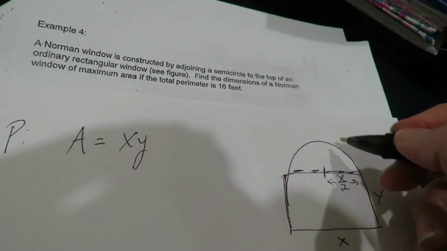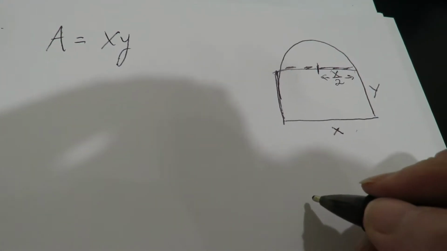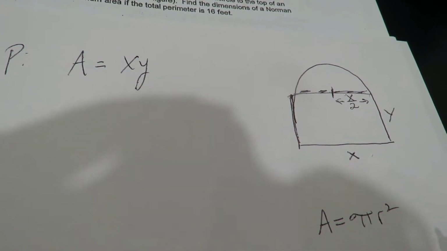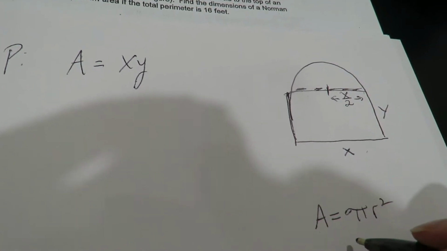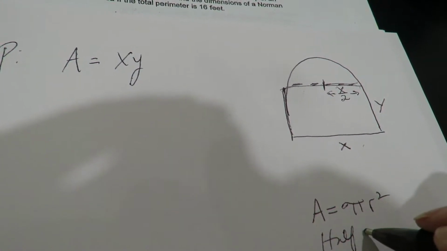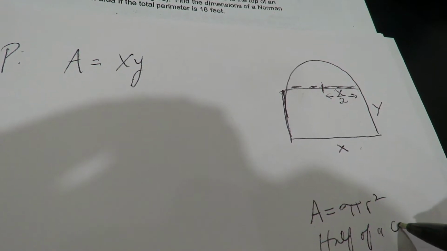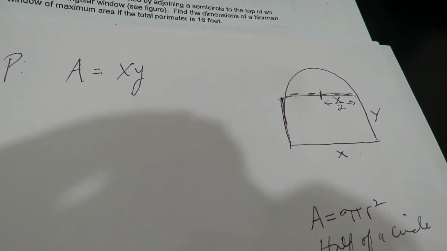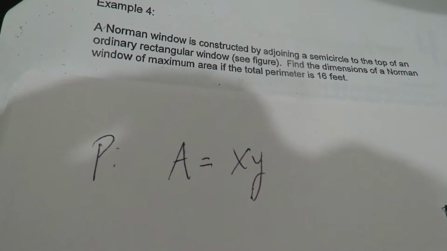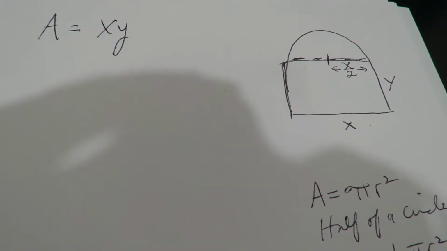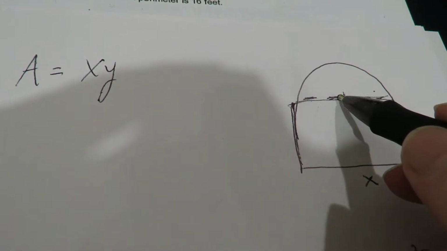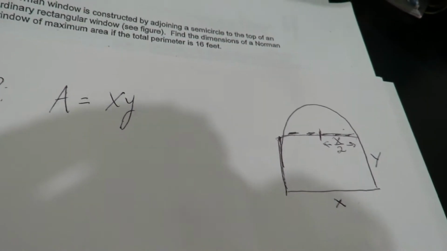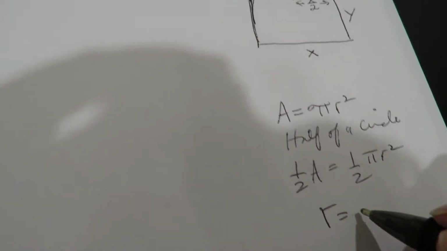Now the area of a full circle would be pi r squared, right? But we just have half a circle, so half of that area is going to be half of pi r squared. We're not going to write it in terms of r, because the distance from here to here is r. R is equivalent to X over 2.